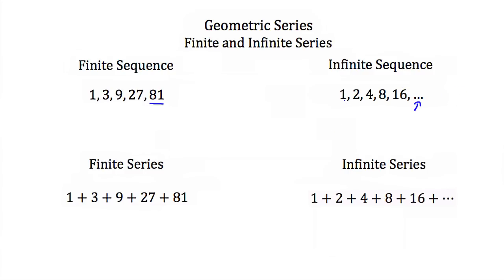The pattern between 1 and 2 we would multiply by 2. Between 2 and 4 we would multiply by 2. Between 4 and 8 we would multiply by 2. Between 8 and 16 we would multiply by 2. And then these 3 periods here means that there's another term after 16, and that would be 32. Then there's another term after 32, that would be 64, and so on until we hit infinity.